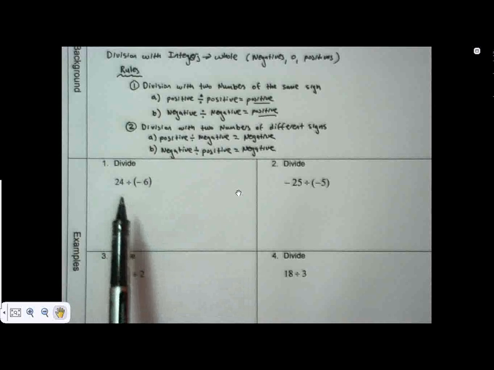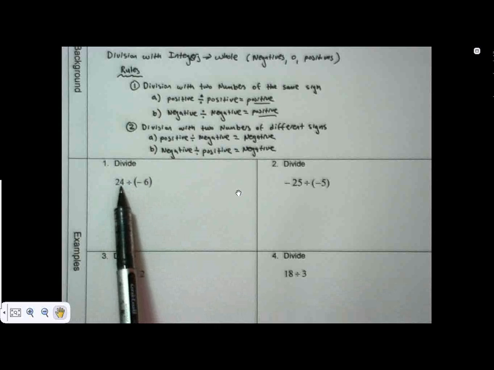Let's try some examples. So I just want to reiterate before we begin that the division process doesn't change. If you just ignore the signs, think of this as 24 divided by 6, I know my answer is going to be 4. It's just a matter of whether my answer is positive 4 or negative 4. So the division process, like the multiplication process, doesn't change.